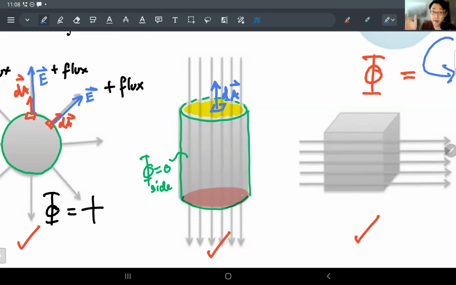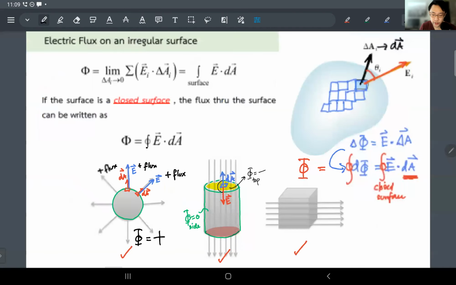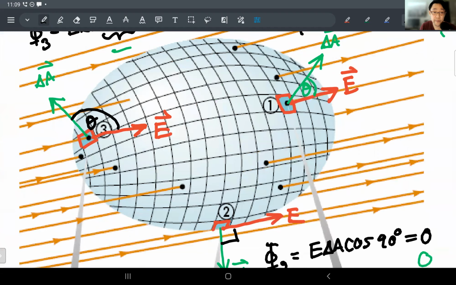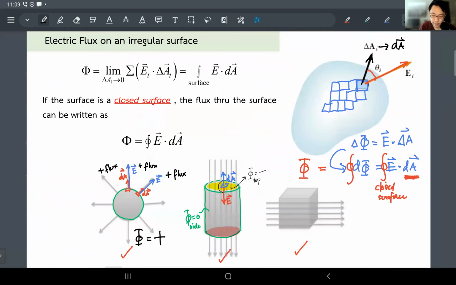Area is always pointing outward from the enclosed volume, since we have a closed surface. But your electric field at this point is pointing down. So now you have an angle of 180 degrees, and the flux on the top surface is negative. That agrees with what we just learned: negative flux means the electric field lines are penetrating into your enclosed volume. I hope you see the application right here.